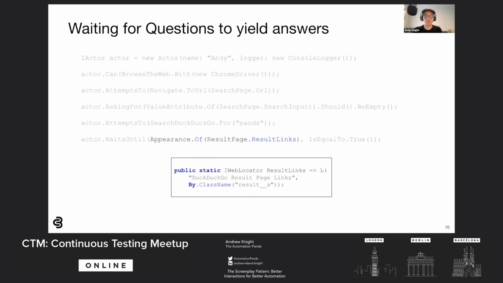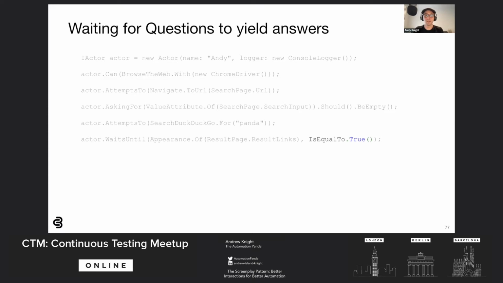For this step, the question is the appearance of result links on the result page. Before the links are loaded, the question will return false. Once the links appear, it'll return true. The condition for waiting is for the answer value to become true. Boa Constrictor provides several conditions out of the box, such as equality, mathematical comparisons, and string matching. You can also implement custom conditions by implementing the ICondition interface.